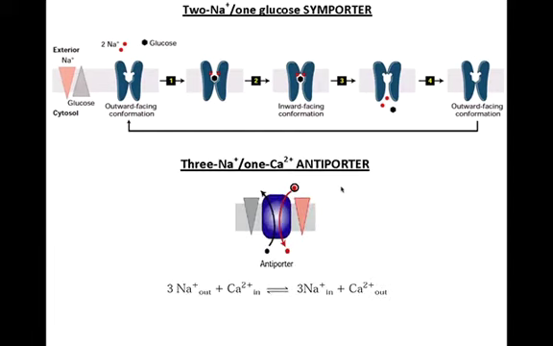While for the other type of transporter, the antiporter, it transports three sodium ions together with one calcium ion. So you can see here that both of them are moved in opposite directions. That's why it's an antiporter. And you can see that one of the ions is moved with its concentration gradient, the red one, and the other is moved against its concentration gradient.